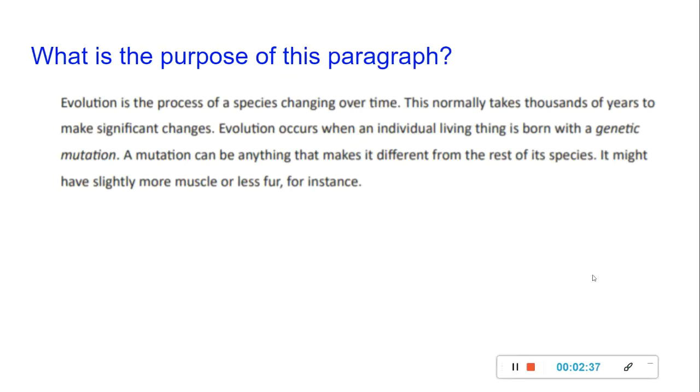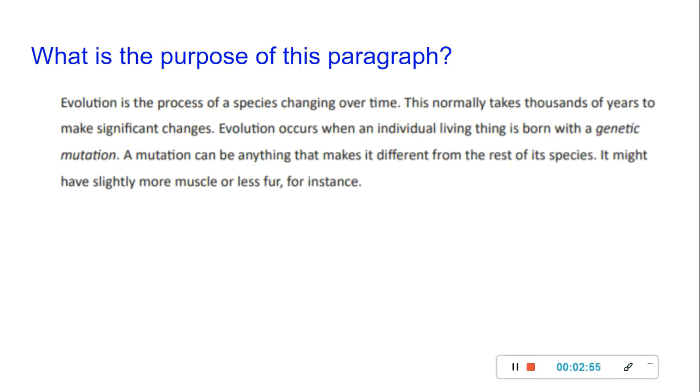We're going to look at what the purpose is of each paragraph. What is the point of it? Because paragraphs are sections where it's all about the same thing, and you move on to a new section when the subject is different, when we've changed what we're talking about. So let's have a look at this.